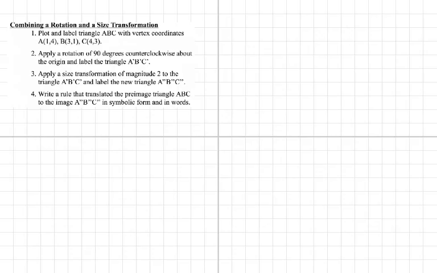The first thing we're going to do is combine a rotation and a size transformation, and then we're going to write one rule that takes it from the pre-image to the very last A double prime, B double prime, C double prime. So the first thing I want you to do is plot and label the triangle ABC. Okay, so we have our ABC triangle.